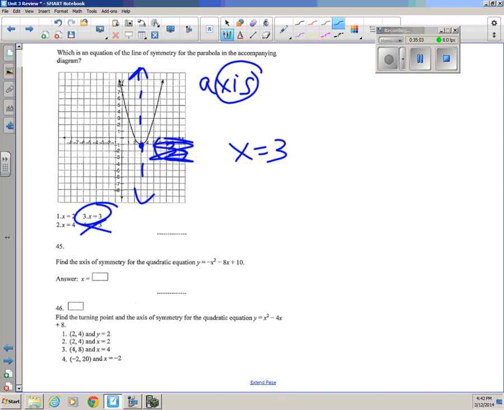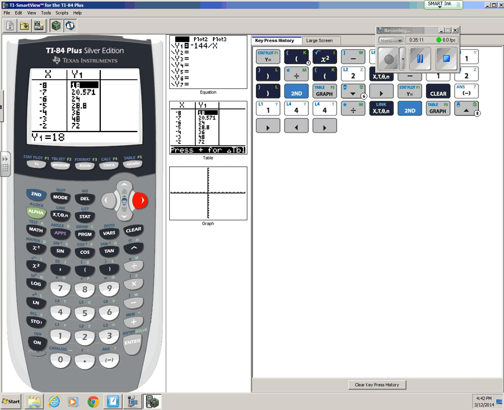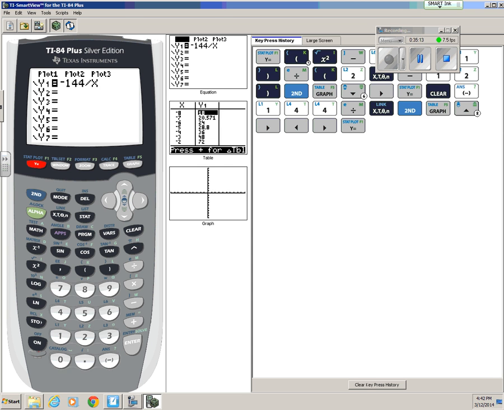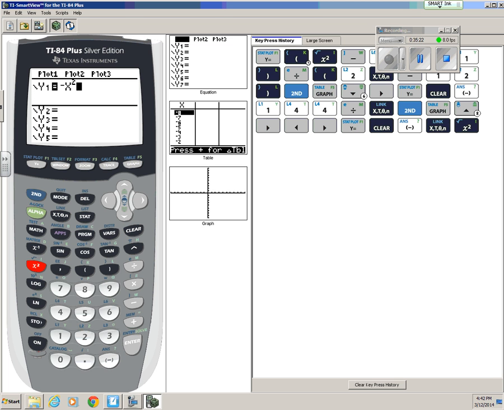Number 45. I have to actually graph this on the graphing calculator because that's the only way I'm going to be able to figure it out. So find the equation for the axis of symmetry. I'm going to go to my y equals, clear out what I have, and type this in. Hopefully you realize this is going to open down. Anybody know why? Come and tell me tomorrow. Negative x squared minus 8x plus 10.